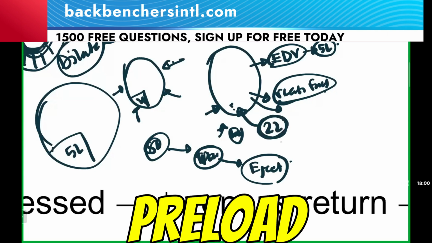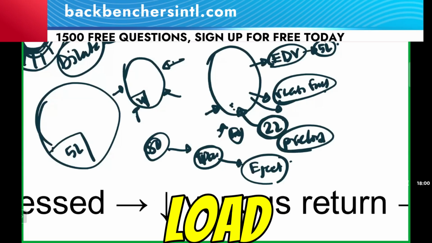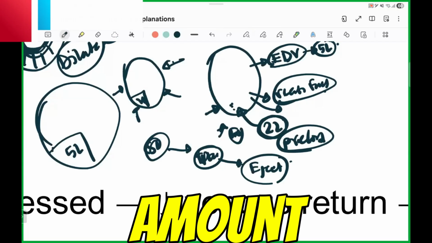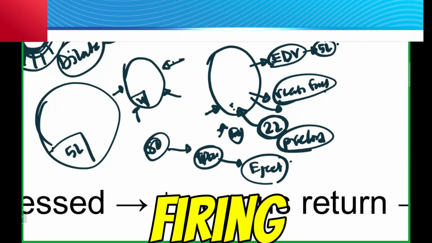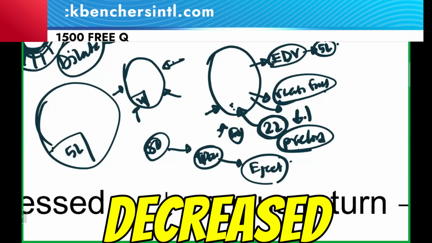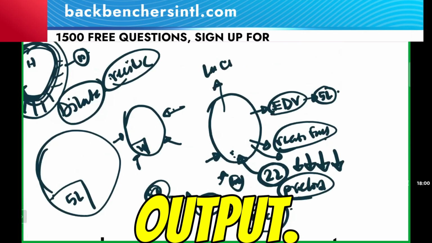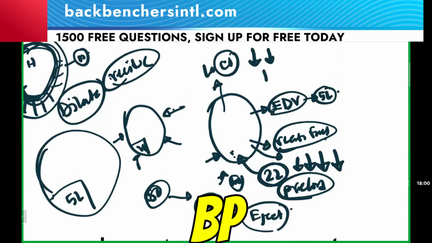So our preload, before firing, we have to load our gun, right? The amount we have before firing, we call it a preload. So preload is decreased. And when preload is decreased, we have less cardiac output. So we have decreased BP.